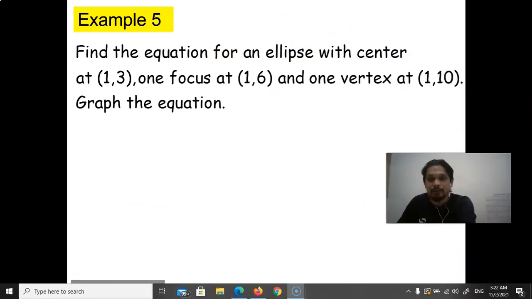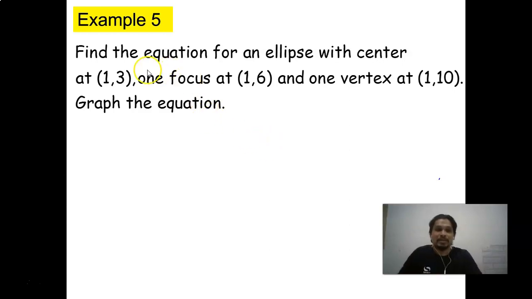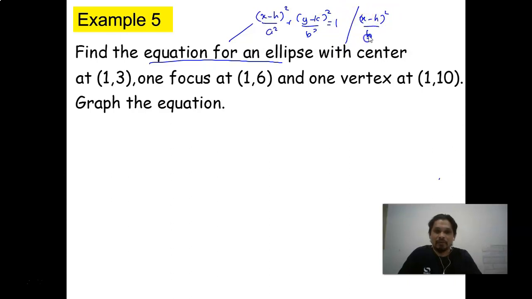Example 5. Find the equation of the ellipse with a center at 1, 3, 1 focus at 1, 6, and 1 vertex at 1, 10. And graph the equation. Find the equation of an ellipse. So, we are going to form this equation of x minus h squared divided by a squared plus y minus k squared divided by b squared equal to 1, or x minus h squared divided by b squared plus y minus k squared divided by a squared equal to 1.